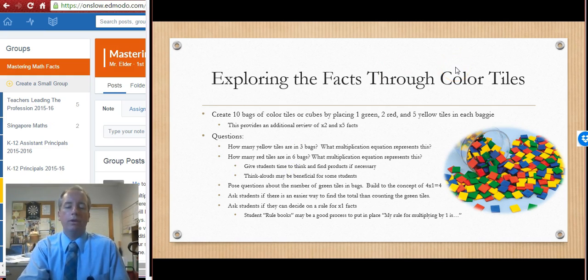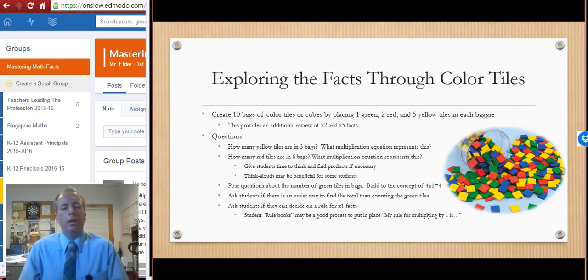Another activity to build this, and again just extend the thinking a little bit longer, is to create 10 bags of color tiles, putting 1 green, 2 red, and 5 yellow in there. So you'll see the 1, 2, and 5, and you'll probably quickly recognize that what we're trying to do is give practice back to our 2s and 5s facts, and now we're introducing the 1 as well. So we're going back to make some connections to previous learning, right?